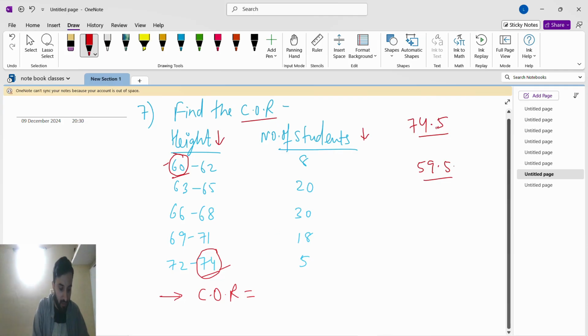So it will become 74.5 minus 59.5. You are going to get 15. 15 divided by 74.5, which is the highest observation, plus the lowest observation 59.5. You are going to get 134, into 100. Now we will do 15 divided by 134 into 100. You get 11.19%. Yes, 11.19%.